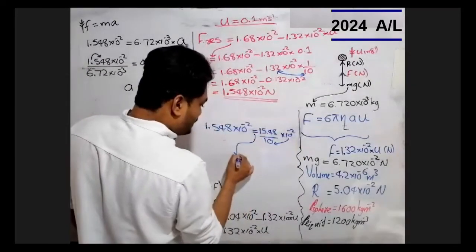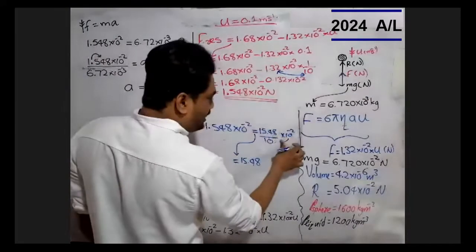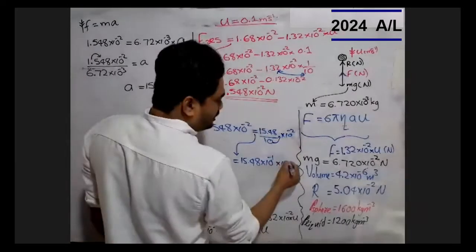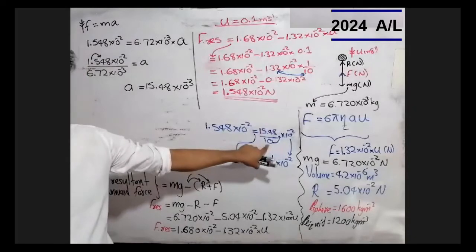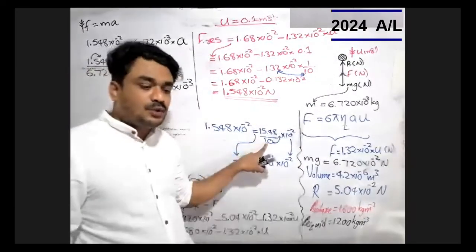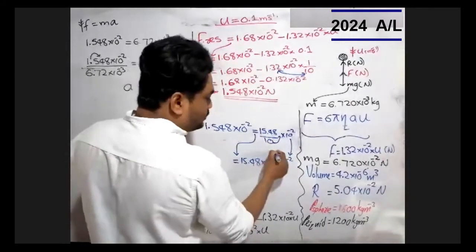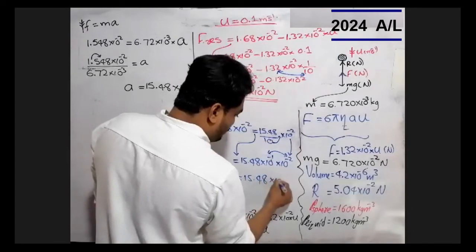Let me write two more steps. 15.48. This 10 comes up with the minus sign, 10 to the power minus 1. And additionally, there will be 10 to the power minus 2. Can you understand? The denominator 10 comes up with the minus sign. 10 can be written as 10 to the power plus 1 if you want. So 10 to the power plus 1 comes up as 10 to the power minus 1. 10 to the power minus 1, 10 to the power minus 2 means 10 to the power minus 3.